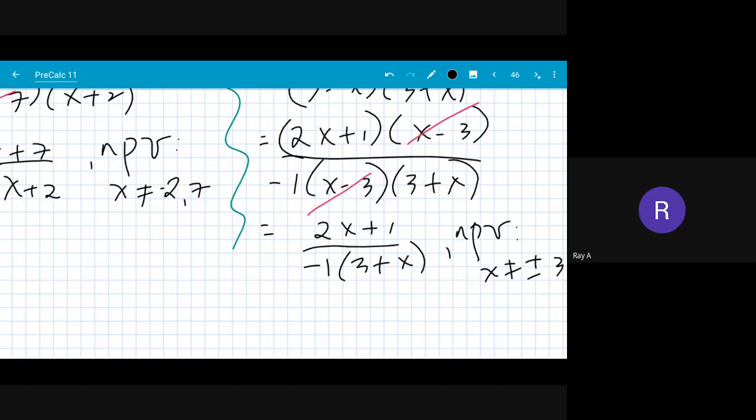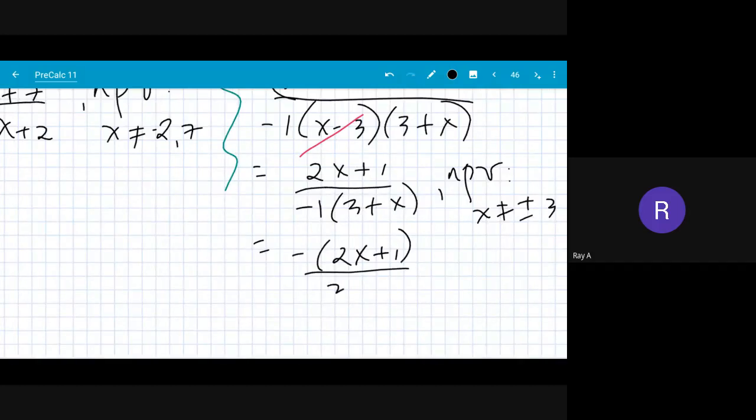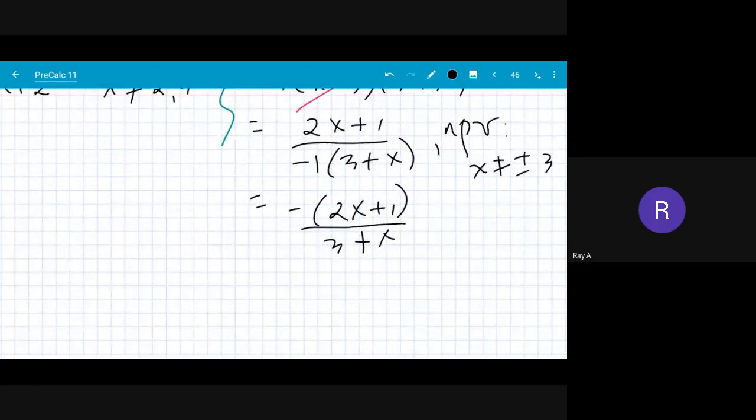Now the final answer also may be like this. You can put the negative on top, or you can put it down. Oh, there is a negative right in front. I did not notice right away.